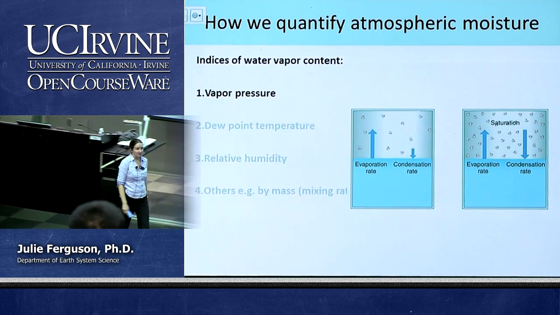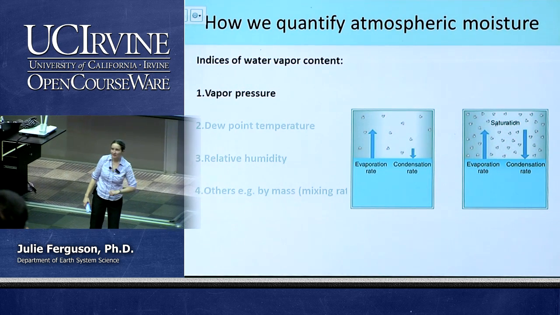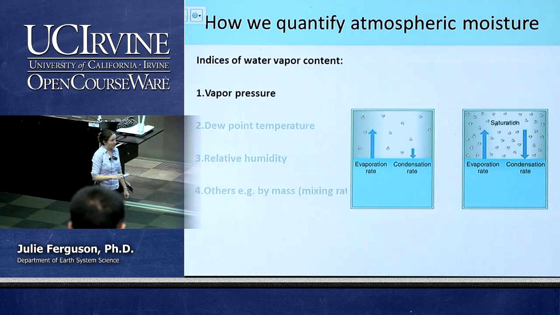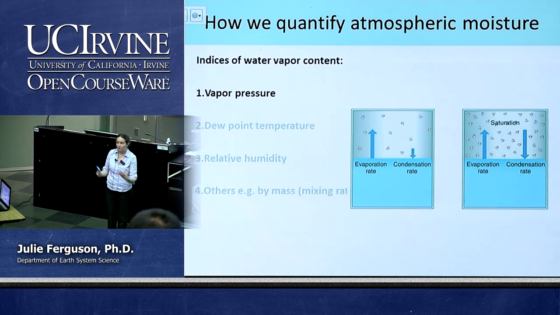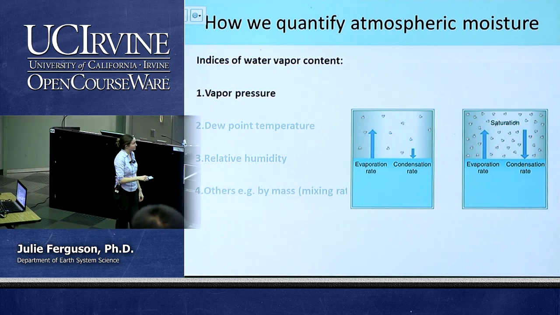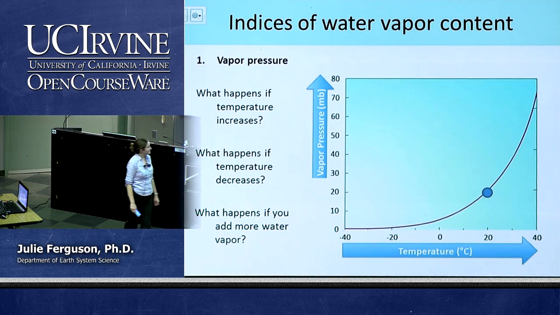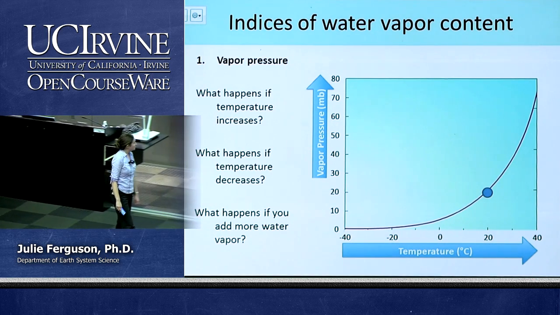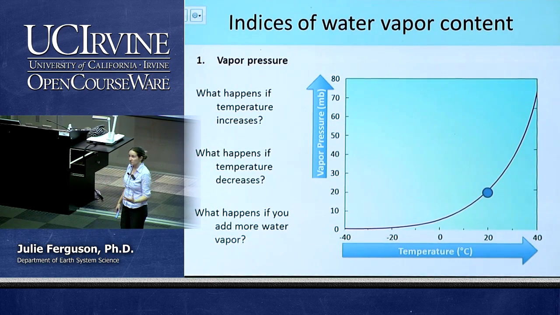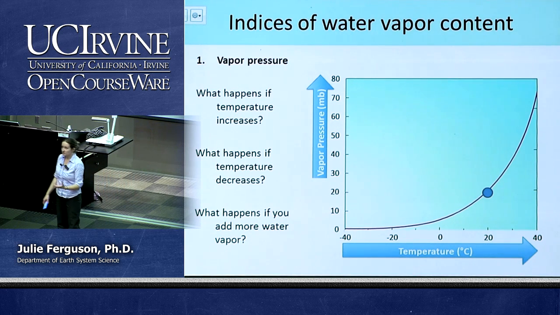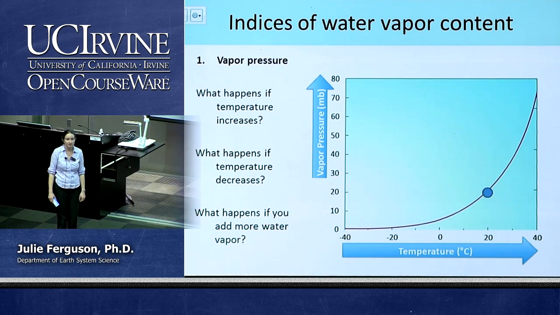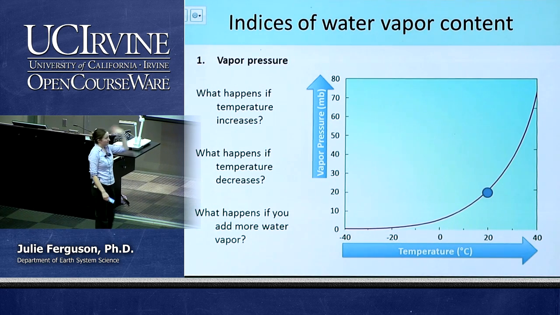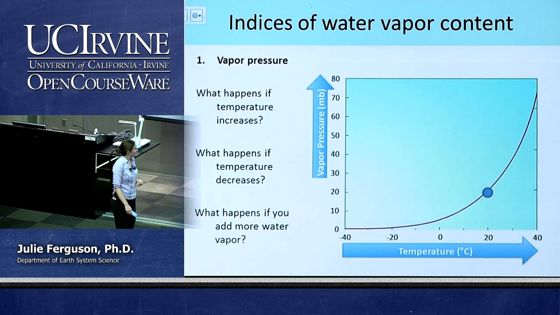So let's talk about vapor pressure. This is our first way of quantifying atmospheric moisture. Okay? So really we talked about this. The fewer molecules there are, the lower the pressure. The more molecules there are, the higher the pressure. Okay? And so here is a little graph showing that. Okay? So on the y-axis we have vapor pressure in millibars, which is, remember, just a way of measuring pressure. And we have temperature in degrees Celsius along the bottom, going from very, very cold on the left to pretty warm on the right. And you can see that I've drawn a red line on there.